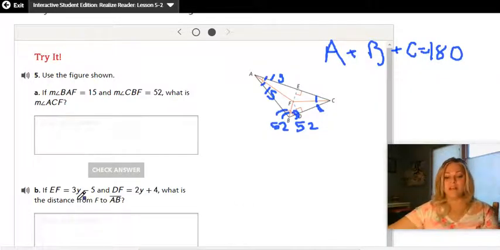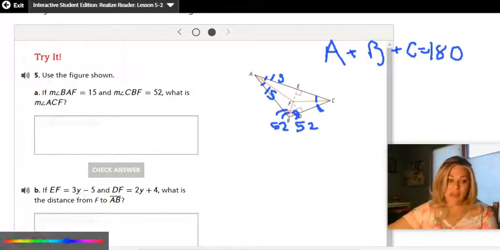And then it has another one. So these are algebra skills. If you need help with algebra, please do not hesitate to ask.